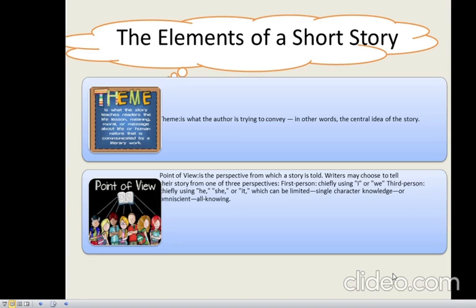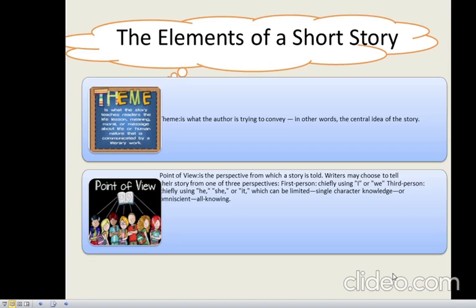The last element of a short story is point of view. Point of view is the perspective, the angle from which a story is told. That is to say, it is the position of the narrator of the story and what the writer sees from the vantage.